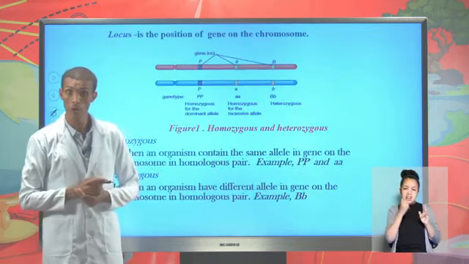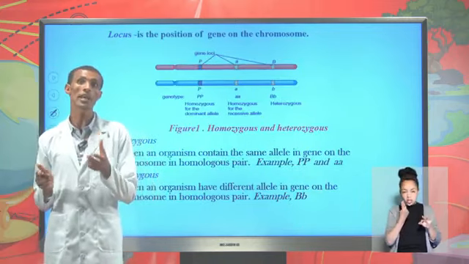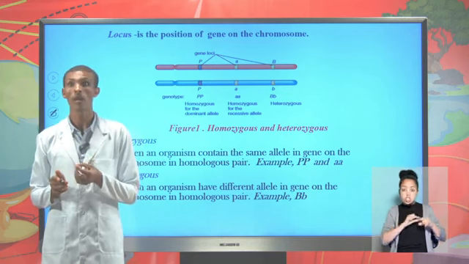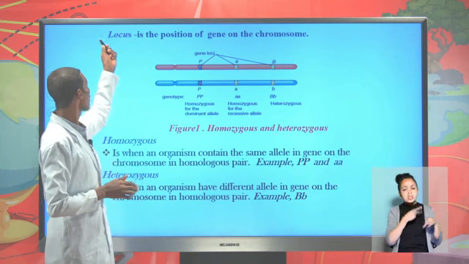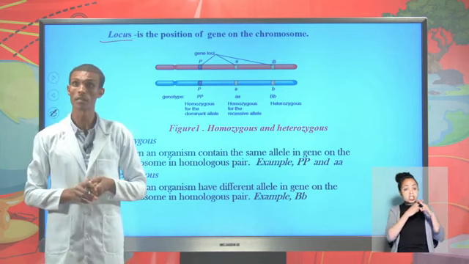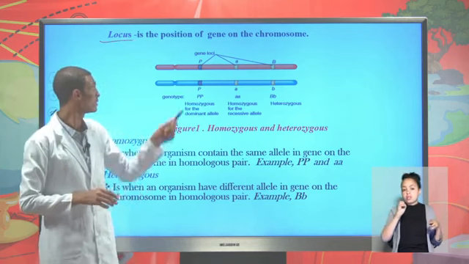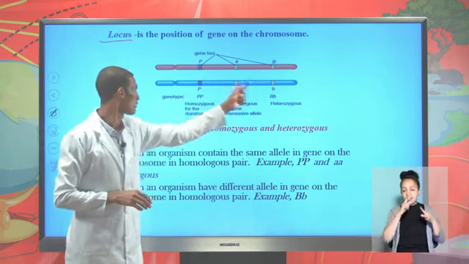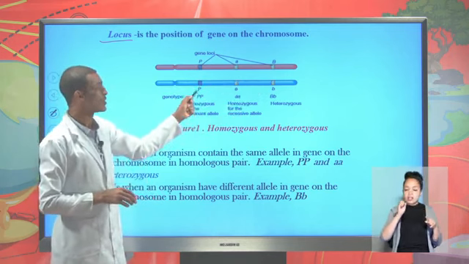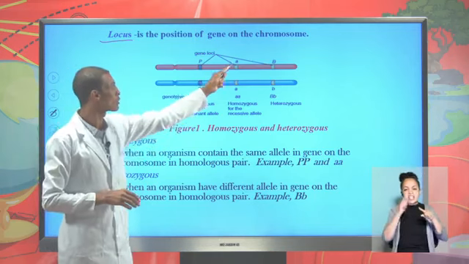Another very important point is that different genes on a chromosome occupy different positions. The position they occupy on a chromosome is said to be the locus. For example, different alleles occupy different loci here, and they again come together. Different genes occupy different loci.